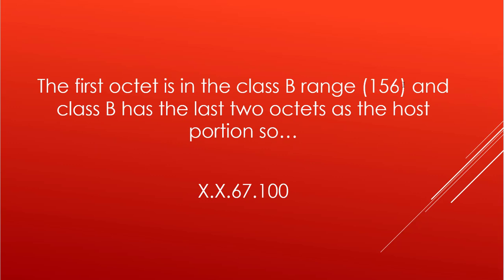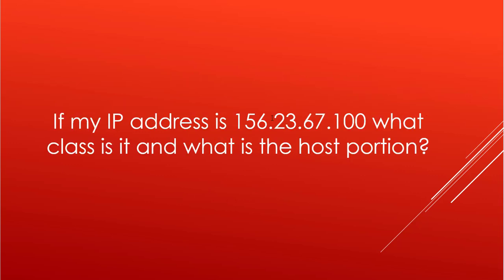All right, so the first octet is in the Class B range, 156 is in the B range, so the last 2 octets are host. So xx.xx.67.100 would be the host portion. That's what's unique to that device or that host. And then the first 2 numbers, 156.23, are shared by everybody in that network.